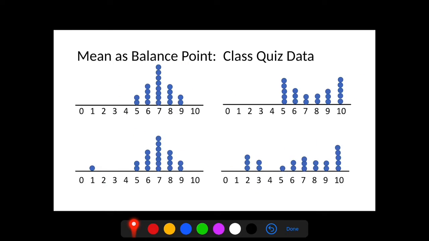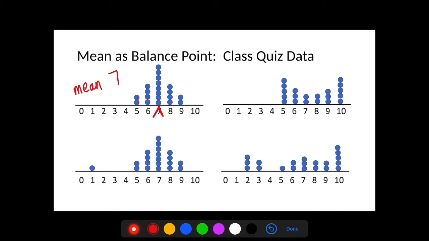When we look at the balance point here, again, assuming that our axis has no mass, we can see that we would put our finger directly under the 7, so I'm going to draw what's called a fulcrum right under the 7 to represent that as the balance point. If I calculated the mean by adding up each data point, 5 plus 5 plus 6 plus 6 plus 6, and so on, and then dividing by 20, I would see that the mean is indeed 7.